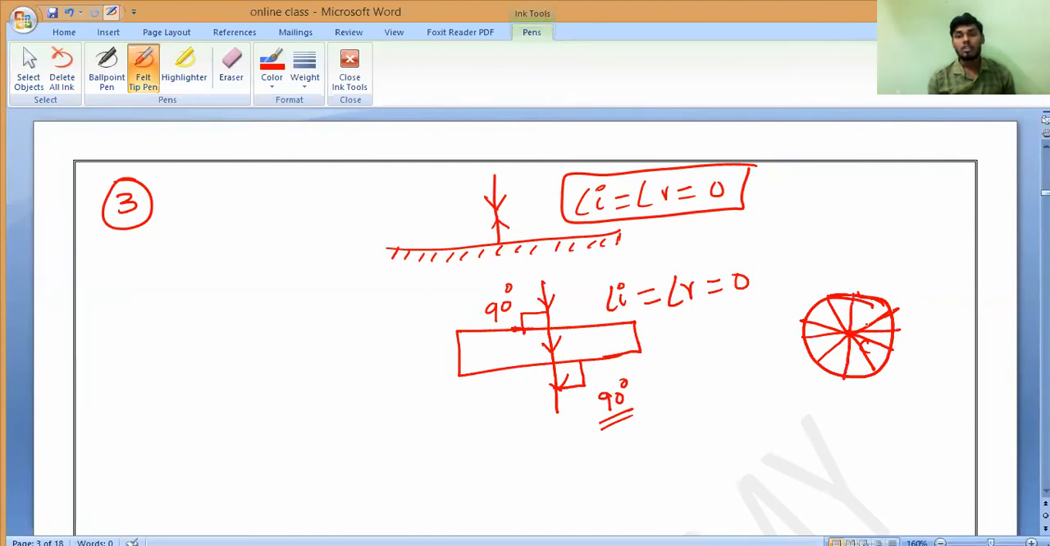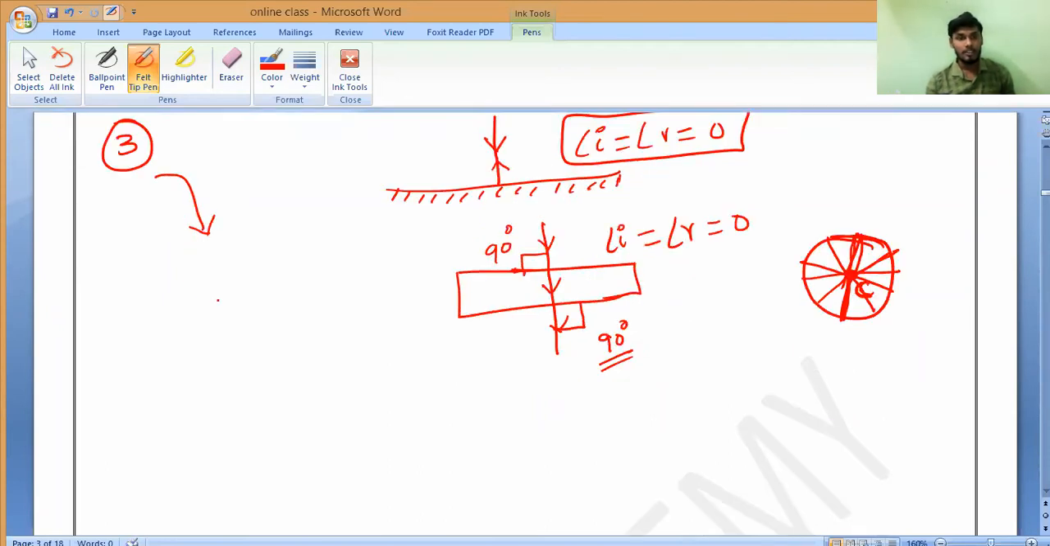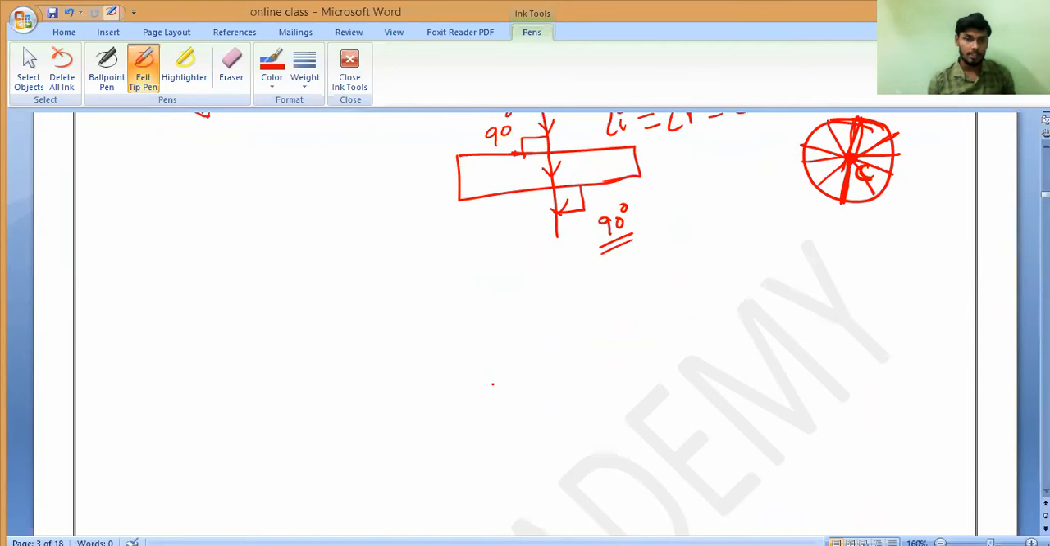Yes or no? The light ray which goes through the center of the circle goes in a straight line without any deviation; that is the only reason it is called the diameter. In this case also, rule number 3 is the same thing. The light ray which falls exactly on the center of curvature, what will happen?